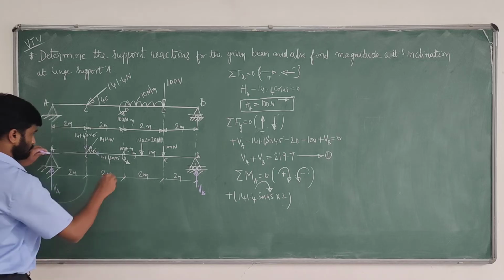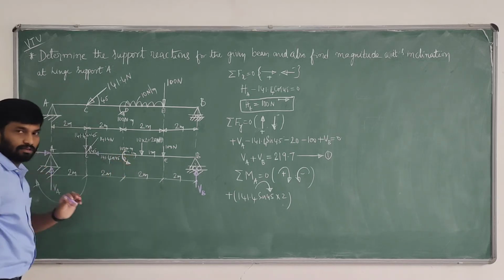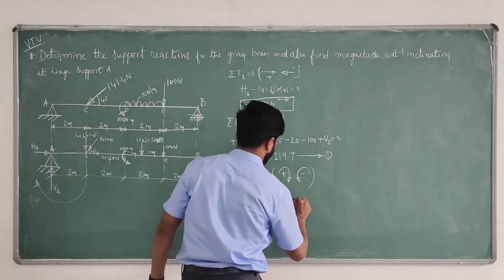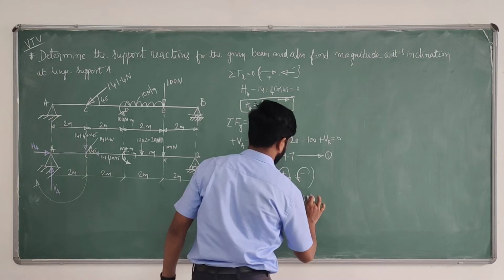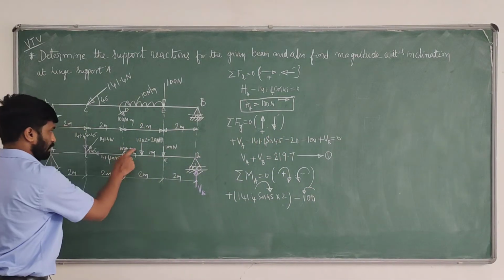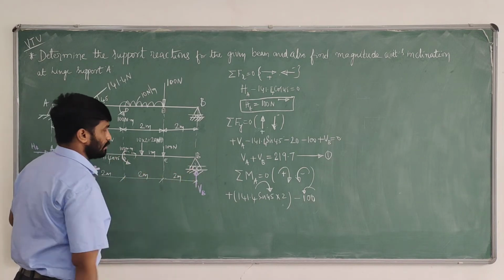Next, this one is already a couple, so don't multiply with distance. It's an anti-clockwise effect, so negative. You take minus 100. Don't multiply with distance because it's already a couple. It's already in Newton meter, not in Newton, so take directly minus 100.